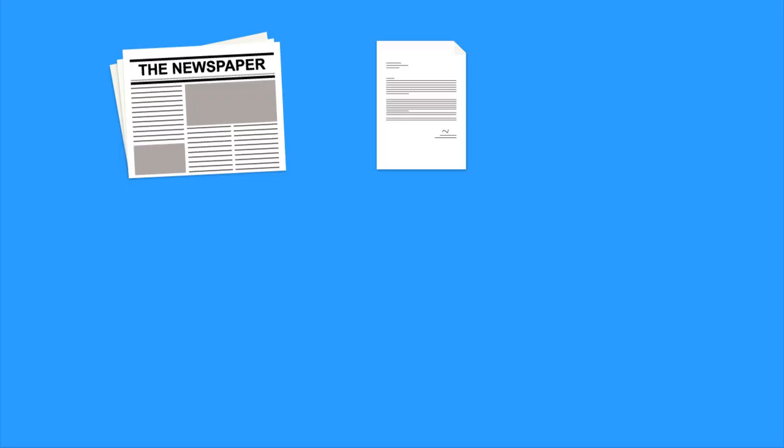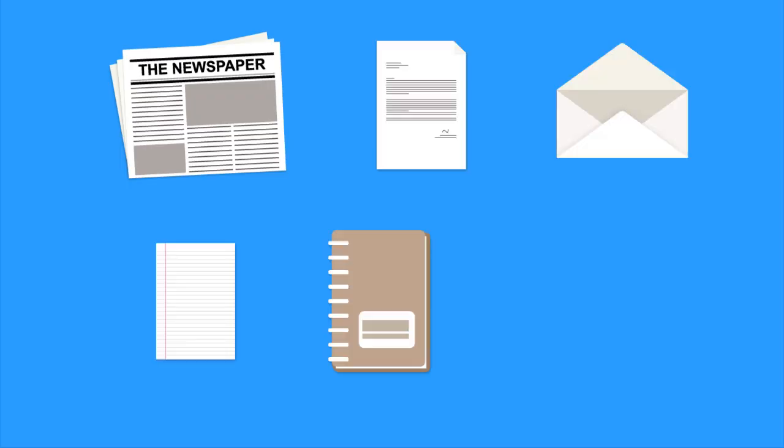When it comes to paper, there are various standard sizes that are defined to be used for different purposes. Things like a newspaper, a letter, an envelope, a notebook, a diary, a ticket stub, while all made of paper, have different shapes and sizes. In this video, I'm going to talk about standard paper sizes as defined by the ISO.